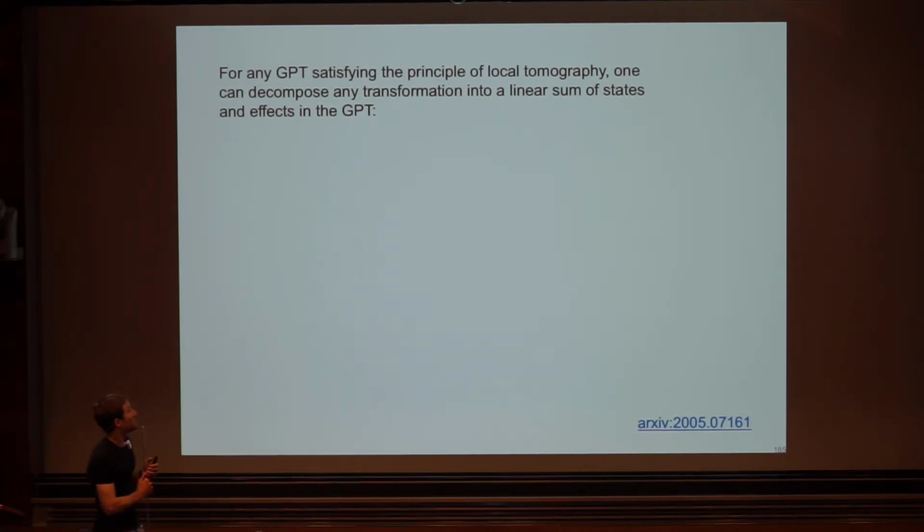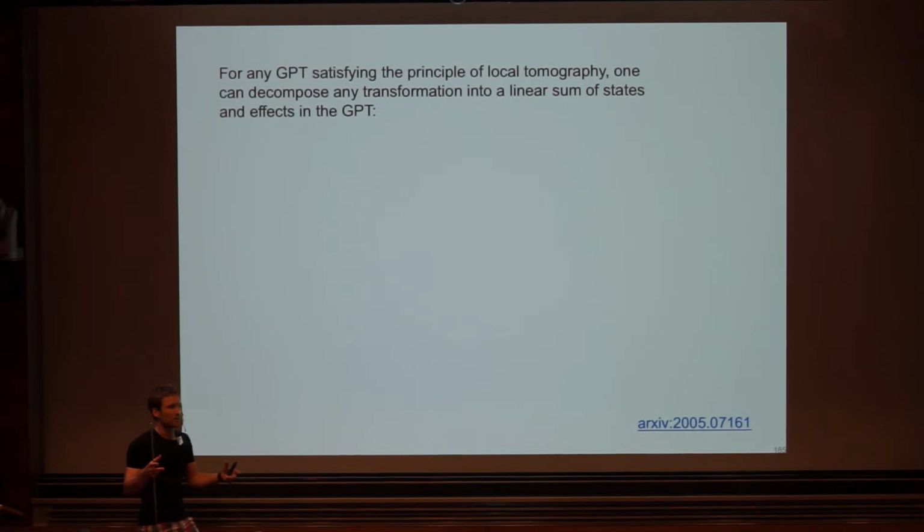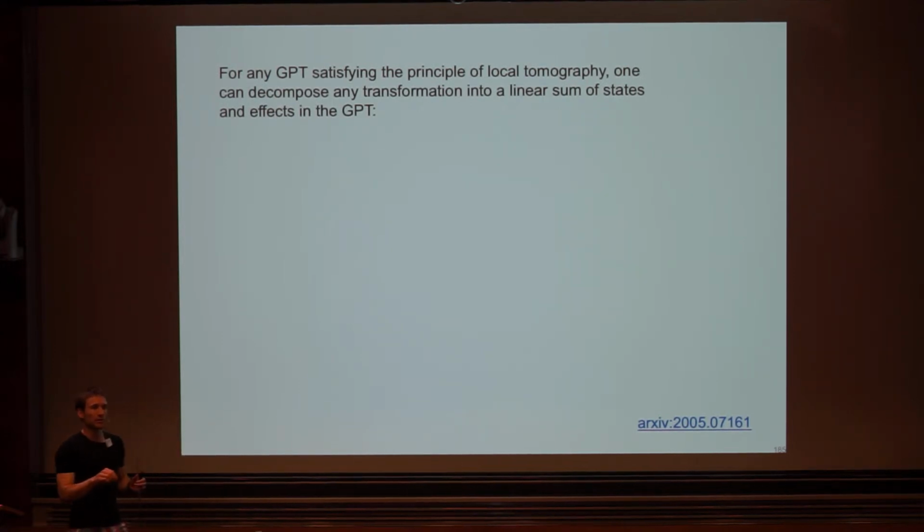So there's a class of GPTs which are said to satisfy the principle of local tomography. And what this means is that if you have a bipartite state or a bipartite transformation, and you want to characterize it, you don't have to actually do bipartite measurements and bipartite preparations. You can just locally probe each of the inputs individually, look at all your statistics, and you can figure out what that process is. In some GPTs, this isn't true. If you want to completely characterize a process, you have to jointly prepare all the inputs and jointly measure all the outputs. But in GPTs where you don't have to do that, we say that they satisfy local tomography.